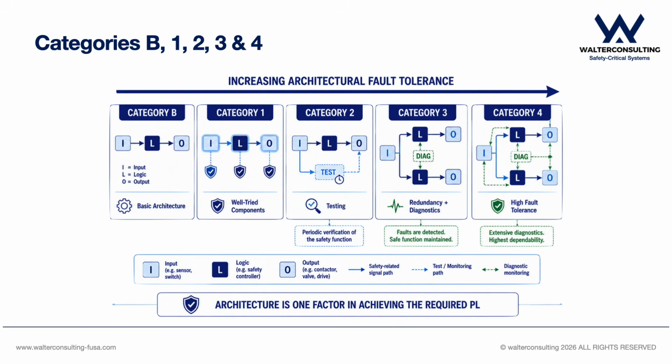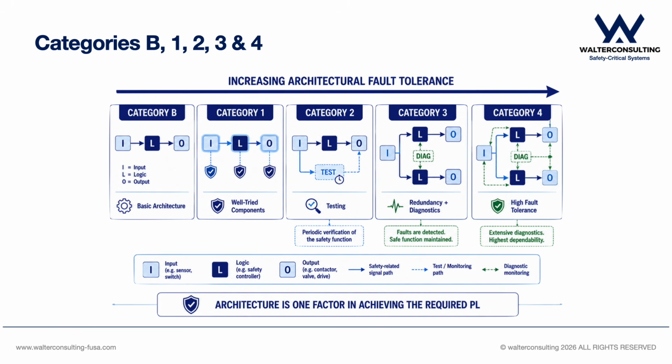ISO 13849 describes the architecture of safety-related control systems through 5 categories: B, 1, 2, 3, and 4. These categories describe different approaches to dealing with faults within the safety-related parts of the control system.